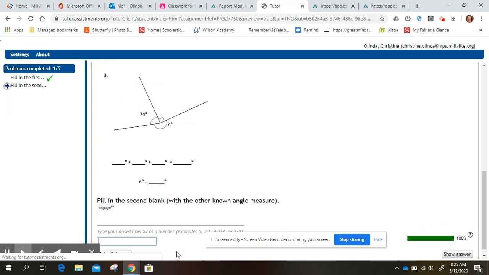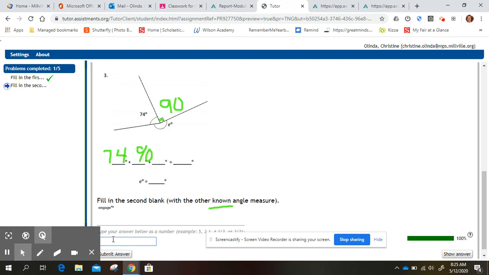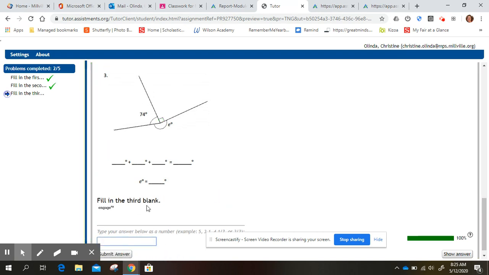That was correct. Now I have to fill in the second blank. Well, I know that this one was 74 with the other known angle measurement. Well, the one I know has to be 90 because it's a right angle, and right angles are 90 degrees. So the next blank is 90 degrees. Now fill in the third blank. And so I know that this one was 90.